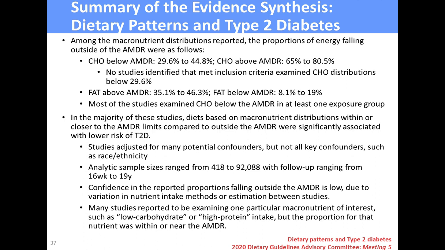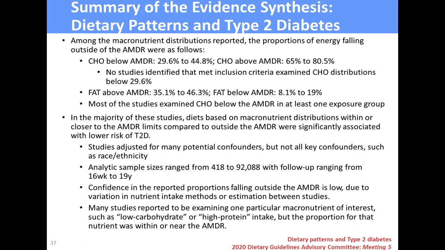Next slide, which is the summary of evidence synthesis, dietary patterns, and type 2 diabetes. Among these studies addressing the relationship between diets based on macronutrient distribution and risk of type 2 diabetes, the proportions outside the AMDR ranged between exposure groups as follows. Carbohydrate below the AMDR ranged from 29.6 to 44.8. No studies identified that met inclusion criteria examined carbohydrate distributions below 29.6%. Carbohydrate above the AMDR ranged from 65% to 80.5%.